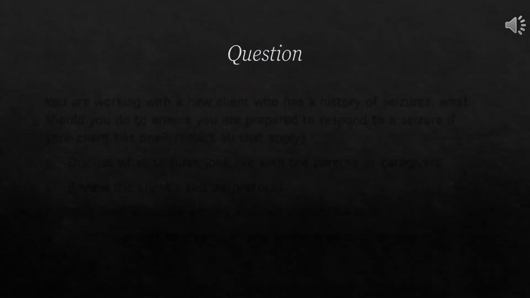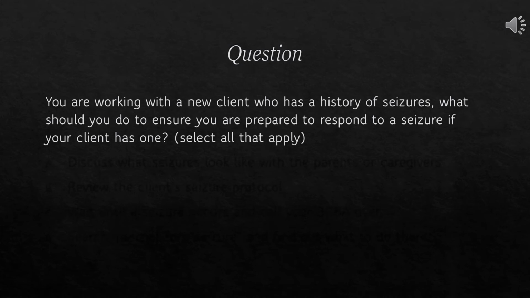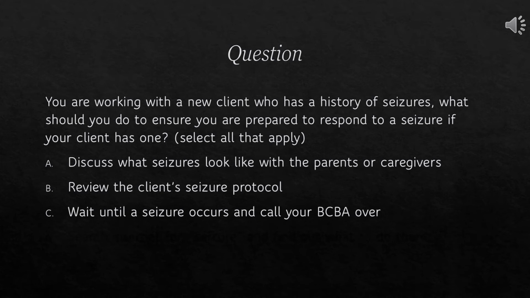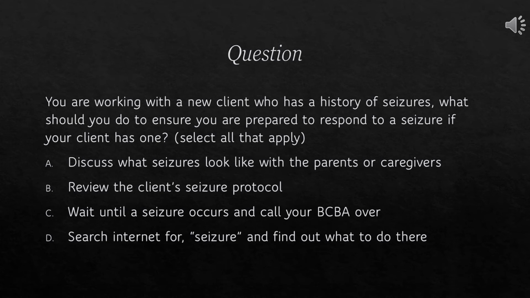The following is a question that you should write down in your homework packet. You are working with a new client who has a history of seizures. What should you do to ensure you are prepared to respond to a seizure if your client has one? Select all that apply. A. Discuss what seizures look like with the parents or caregivers. B. Review the client's seizure protocol. C. Wait until the seizure occurs and call your BCBA over. Or D. Search the internet for seizure and find out what to do there.